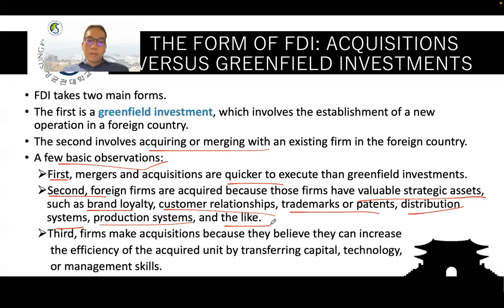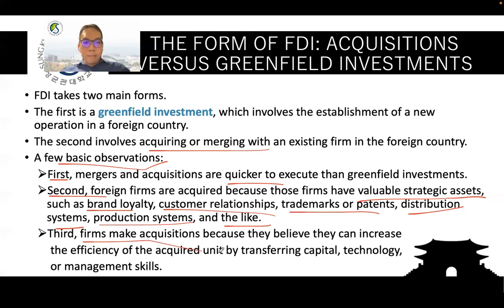Imagine you want to do foreign direct investment by buying, like what Lenovo did with IBM, for example, the PC division of IBM. So immediately you would get the trademark, the brand loyalty, and some dedicated customers and some other valuable assets.